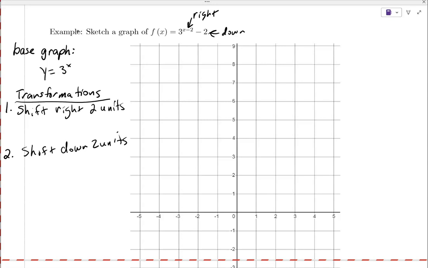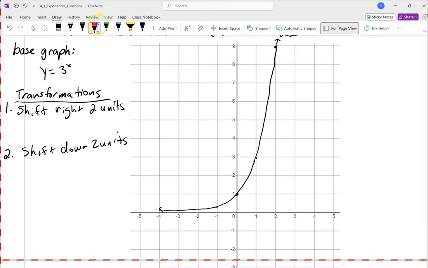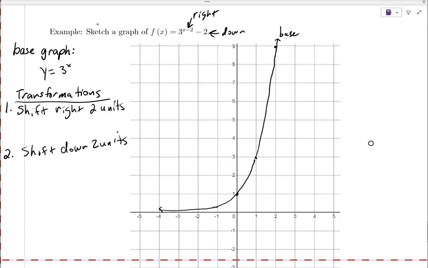All right, so let's see if we can put these things together. You said our base graph was 3 to the x. So certainly if you put in 0, you get 1. 1, you get 3. 2, you get 9. So your base graph should be that one. We want to shift right 2 units. So here, here, here, here.